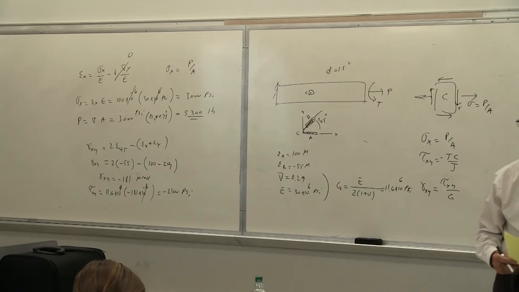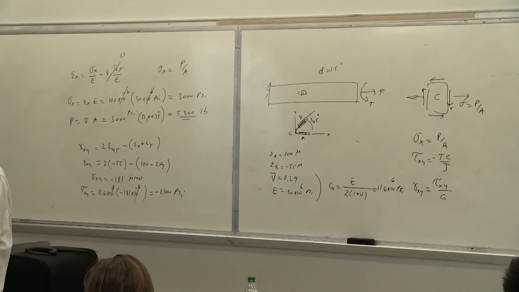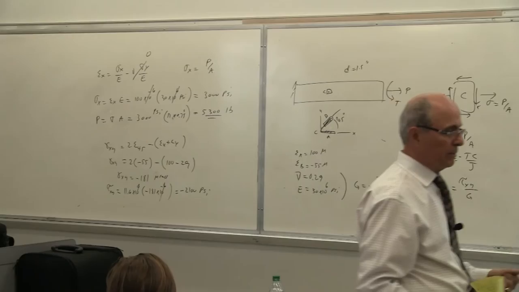What is the unit for the gamma right there? Gamma doesn't have a unit because it's microradian, but in radian, it is unitless. It is inch over inch, millimeter over millimeter, but it's radian. The same thing with epsilon. Epsilon doesn't have any. It is inch over inch, millimeter over millimeter. It's the ratio that we need.